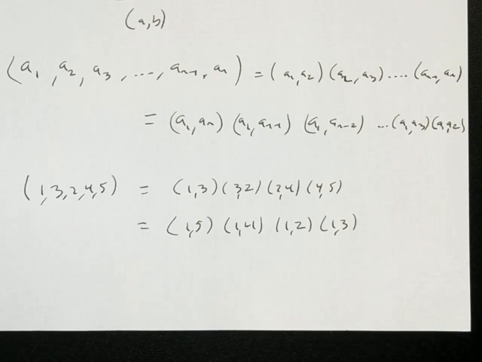Please note, if I can break any cycle down into transpositions, it means I can break any permutation down into transpositions. You did this on the exam. You wrote it as a product of disjoint cycles. Now each of those cycles can be written as a set of transpositions.